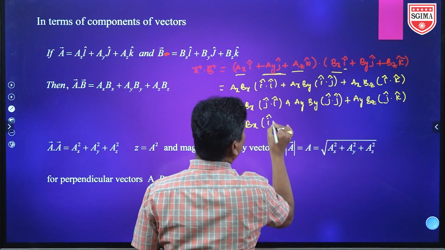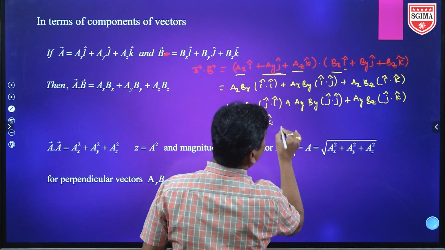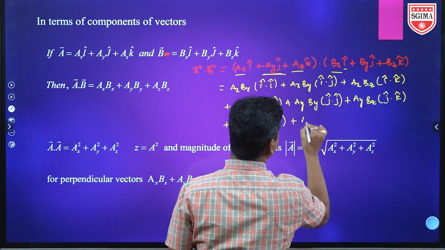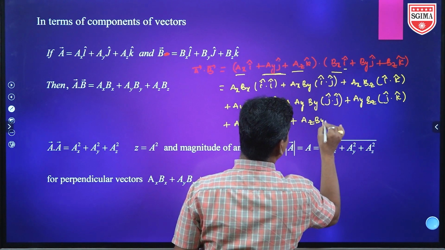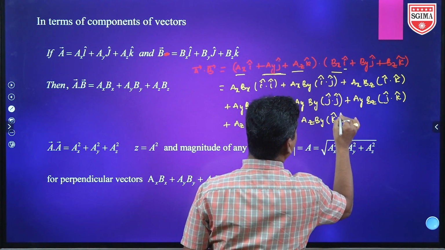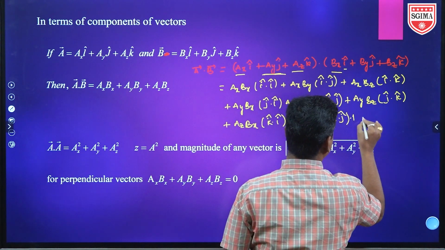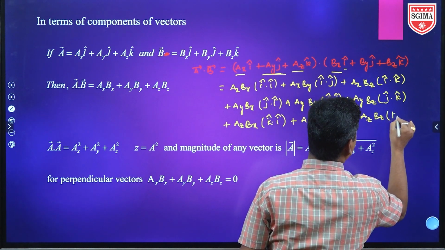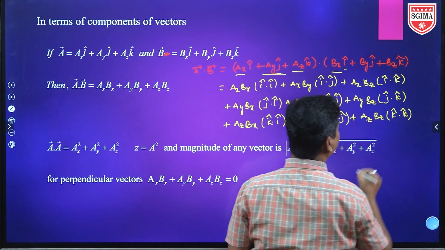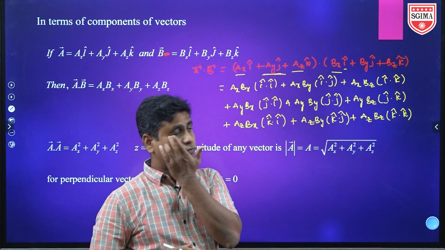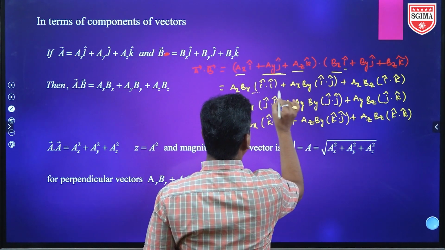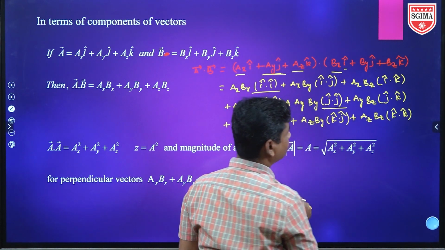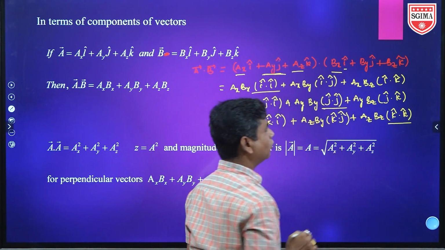Here take k cap dot i cap. Next, plus az by, k cap dot j cap. Next, plus az bz, k cap dot k cap. In these 9 terms, if you observe, here i cap dot i cap is there. Next, here j cap dot j cap is there. Here k cap dot k cap is there.